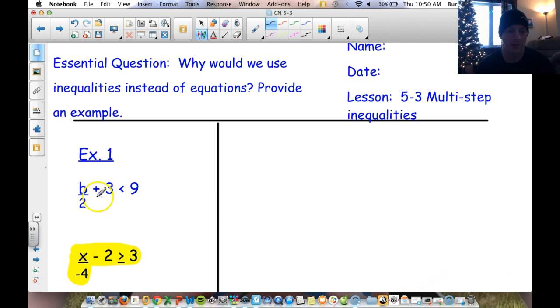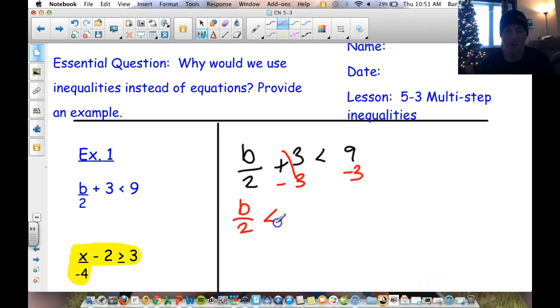So in the first example, we have b divided by 2 plus 3 is less than 9. For us to get the b by itself, we first have to get rid of the things that are farthest away from the b. Remember, we're going to undo the order of operations. So we're going to get rid of this plus 3 by subtracting 3 from both sides. That leaves me with b divided by 2 is less than 6.